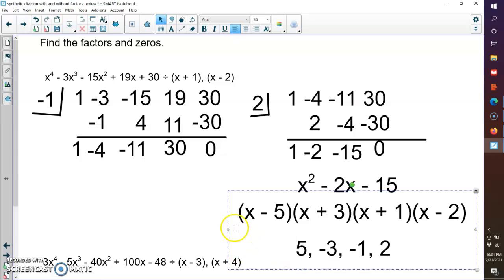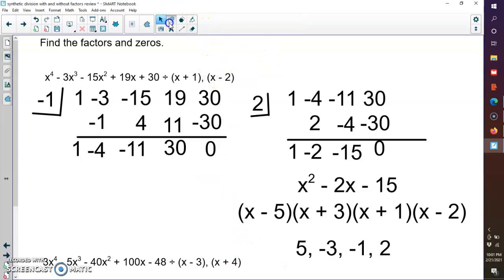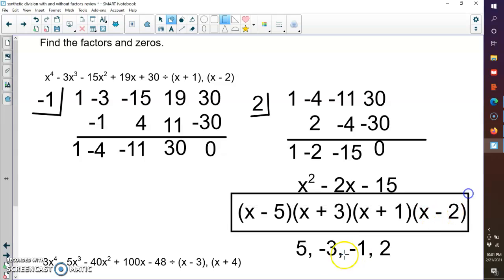So there are my answers. We have my factors and we have my zeros. My factors we're going to box up right here. And my zeros we're going to box up right here.